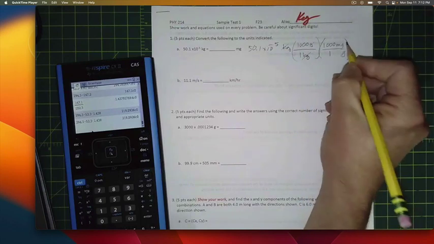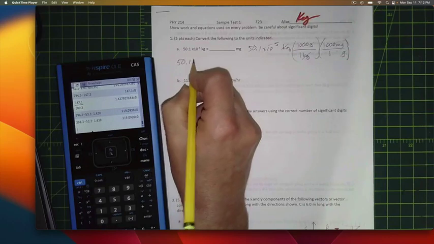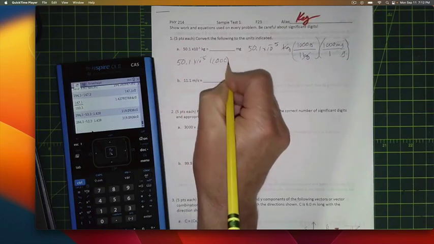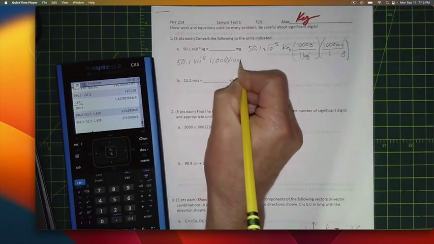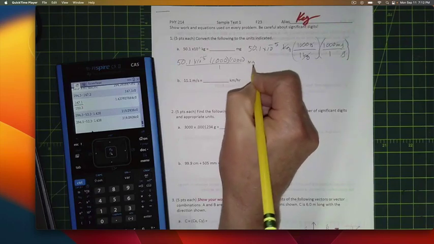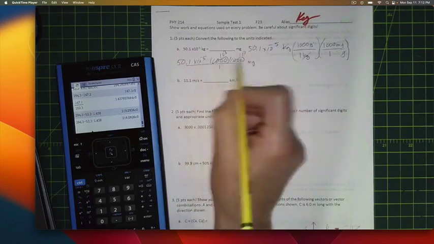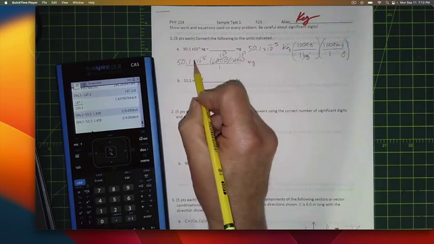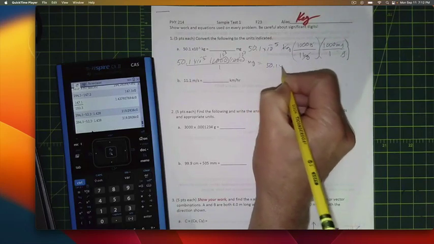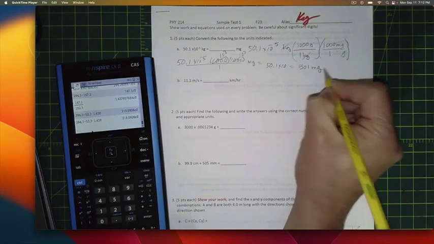we can see that we're going to end up with milligrams. We can write a little more detail, I guess. 50.1 times 10 to the negative 5 times 1,000 times 1,000 divided by 1, and that will end up being milligrams. This is 10 to the third, this is 10 to the third, so adding the exponents, we get 10 to the sixth, then 10 to the negative 5, so all together just 10 to the 1. 50.1 times 10, or 501 milligrams.